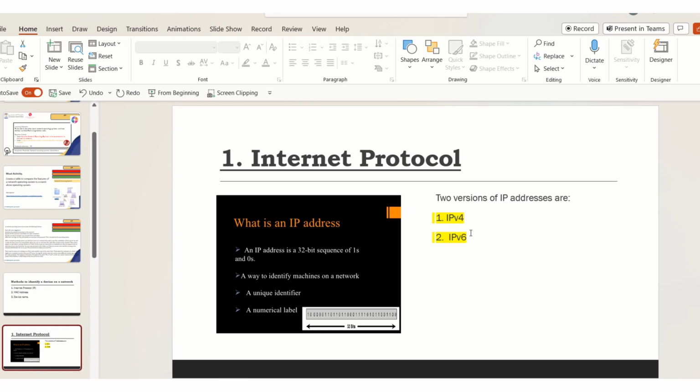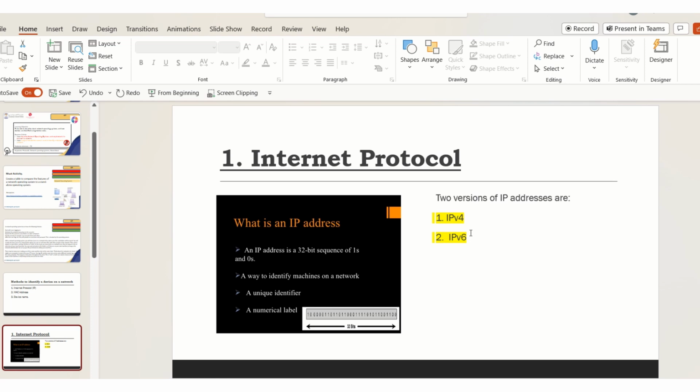And then there are two different types of IP address. One is IP version 4 or IPv4, and the other one is IPv6 or IP version 6. Now, IPv4 is a binary one. It has got a 32-bit address, whereas IPv6 is a hexadecimal one. Binary number system, we already learned it. It has got only two numbers, 0 and 1. Whereas hexadecimal number system has got 16 symbols, 0 to 9 and A to F. So that is hexadecimal number system.